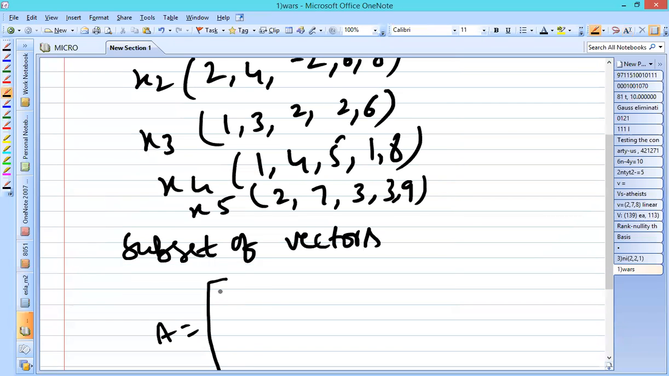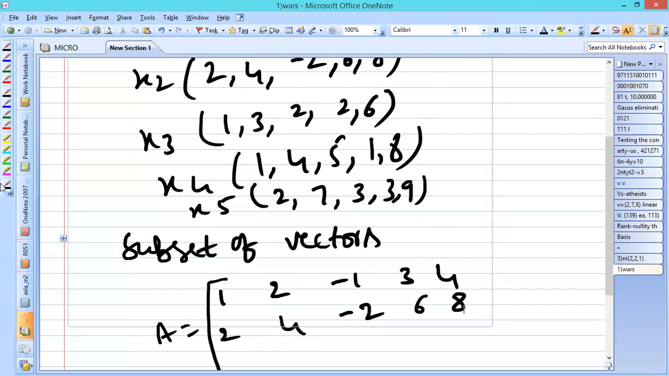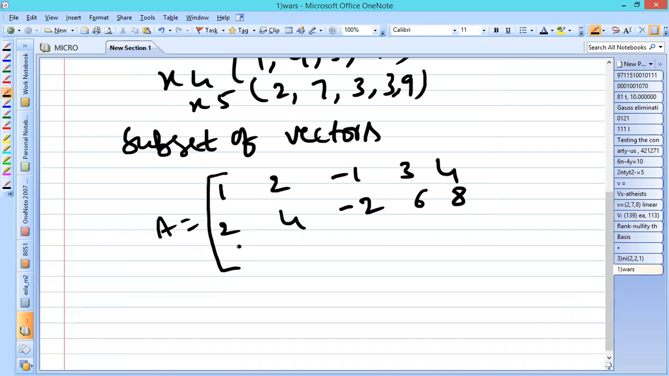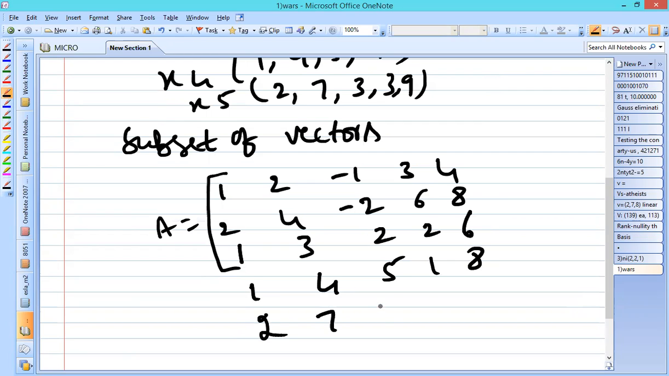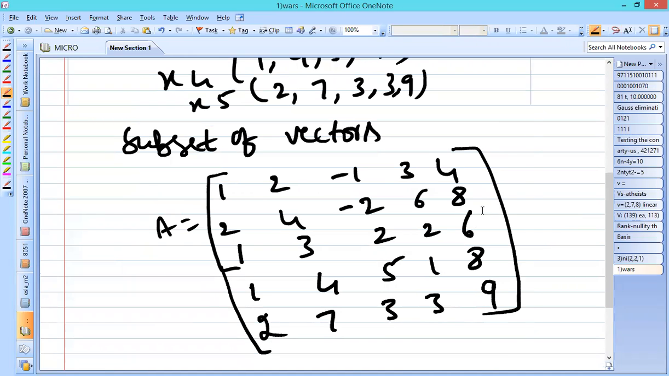The first row consists of the elements of x1, that is 1, 2, -1, 3, 4. The elements of x2 come in the second row, that is 2, 4, -2, 6, 8. Next we have x3 elements 1, 3, 2, 2, 6. x4 is 1, 4, 5, 1, 8. And x5 is 2, 7, 3, 3, 9. So this is the given matrix A. For this matrix A, we have to find the subset.